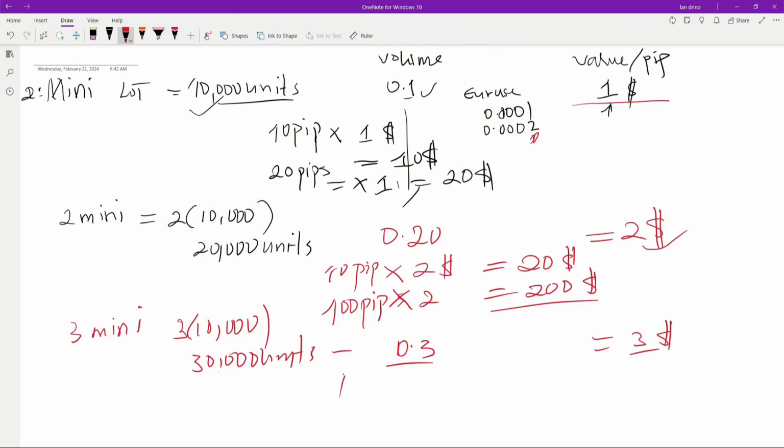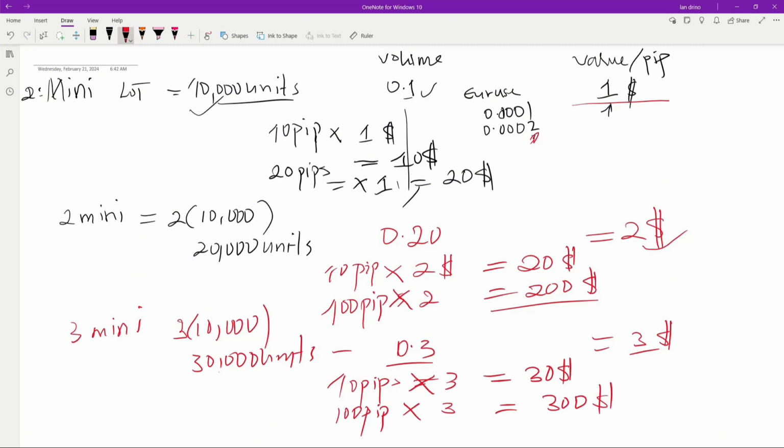Now what if you make 10 pips profit in the market with 3 mini lots? How much are you going to be making? You are going to be making 10 times 3, which is $30 instantly. What if the market moves by 100 pips in your favor with 3 mini lots? You are going to be making 100 times 3, which is equivalent to $300, just like that.